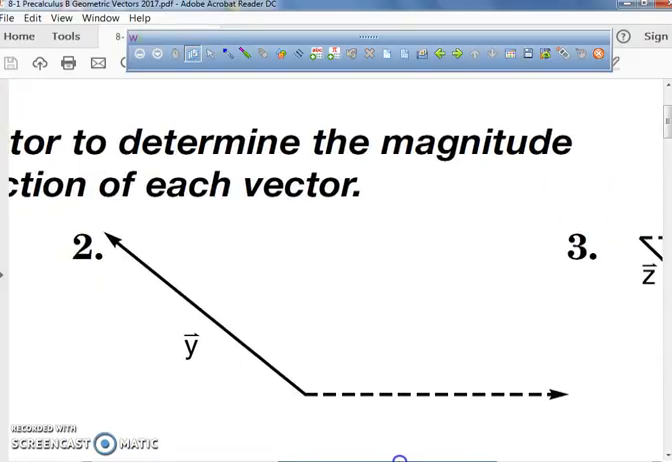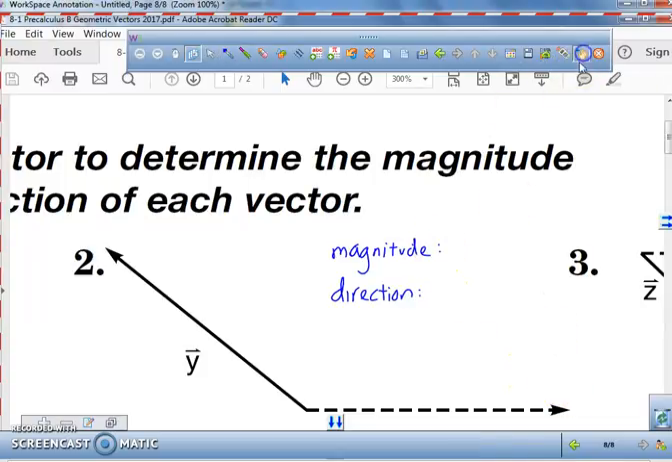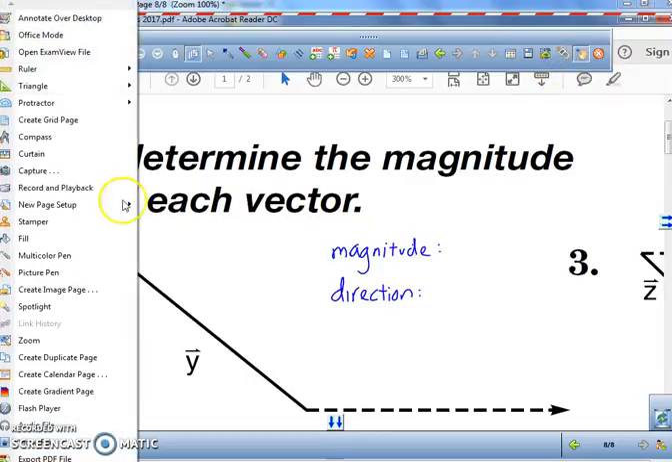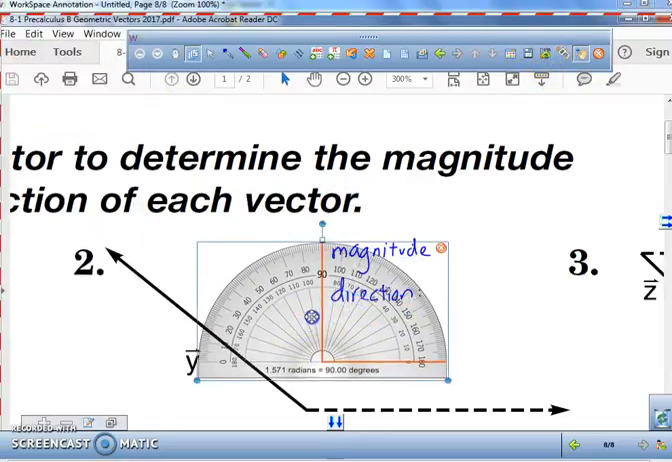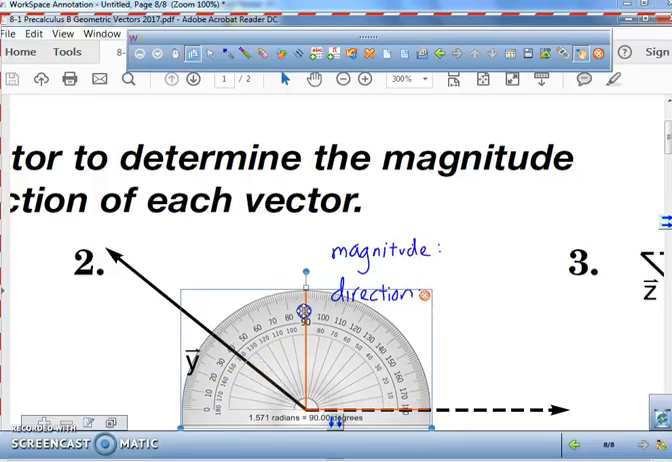That's it. Number 2. We're going to measure both the magnitude and the direction. So I'm going to start with the direction. Get my protractor out. That's right, you got it. Good job. Right there. Now this one right here, you count it all the way around. That's right there at 140.